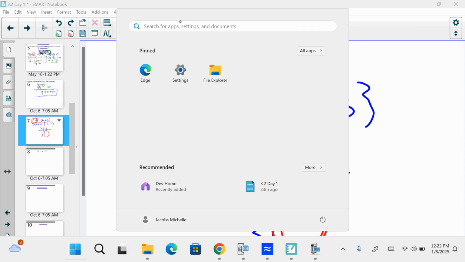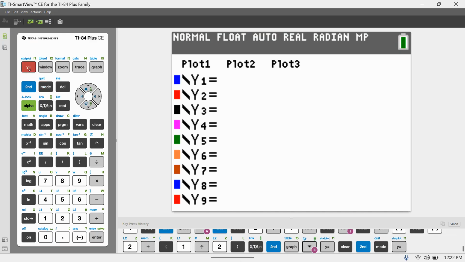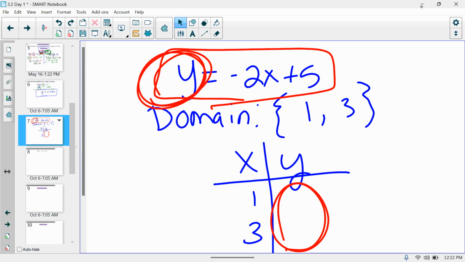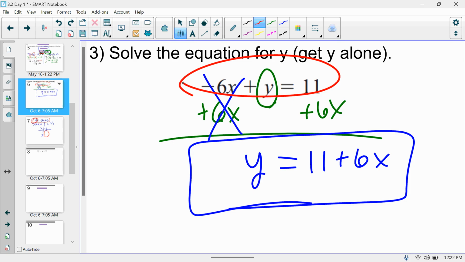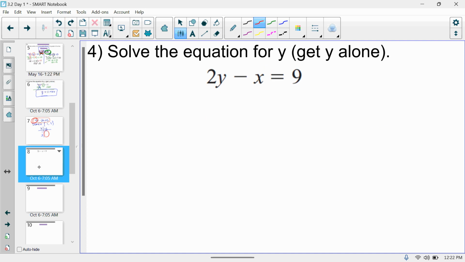Because look at your calculator. You can't use the y equals button unless your equation just says y equals. The y has to be by itself. So this equation would have been no good. We have to get y alone first, okay? So we're going to practice that for a couple more slides because you have to know how to get y by itself in order to do the next thing that we're going to learn, okay?